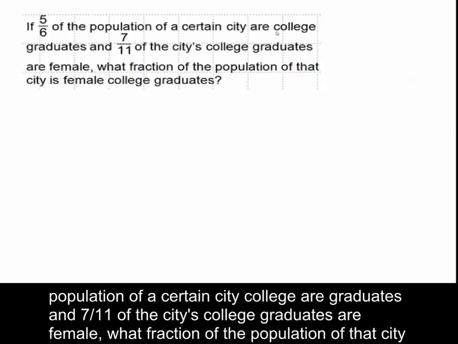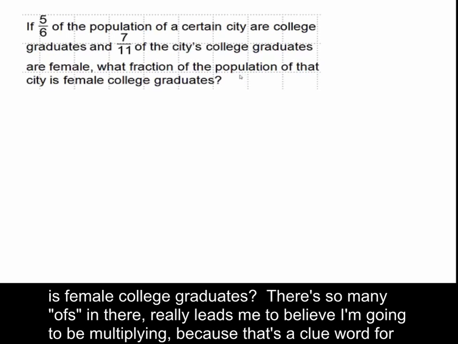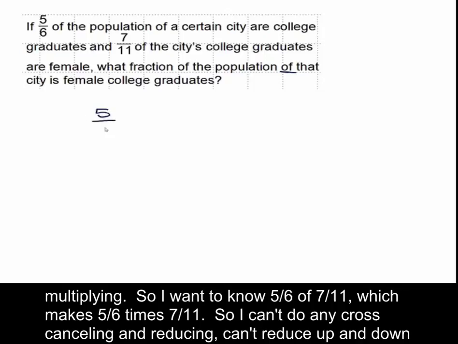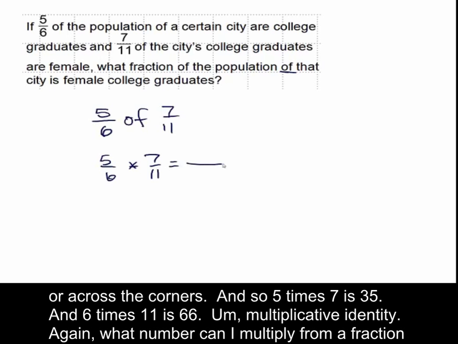If 5/6 of the population of a certain city college are graduates and 7/11 of the city's college graduates are female, what fraction of the population of that city is female college graduates? With so many ofs in there, it really leads me to believe I'm going to be multiplying, because that's a clue word for multiplying. So I want to know 5/6 of 7/11, which makes 5/6 times 7/11. I can't do any cross canceling or reducing. Can't reduce up and down or across the corners. And so 5 times 7 is 35, and 6 times 11 is 66.